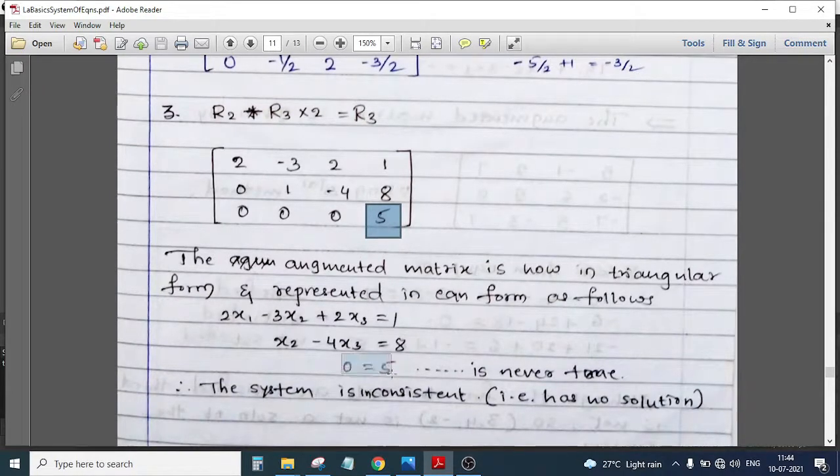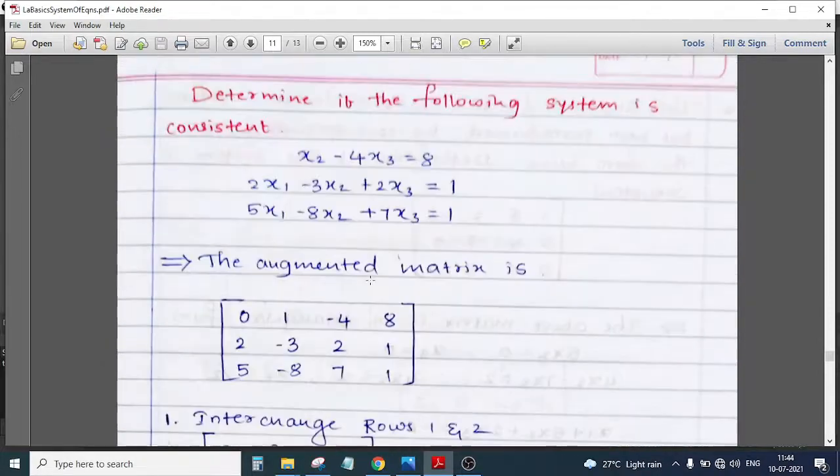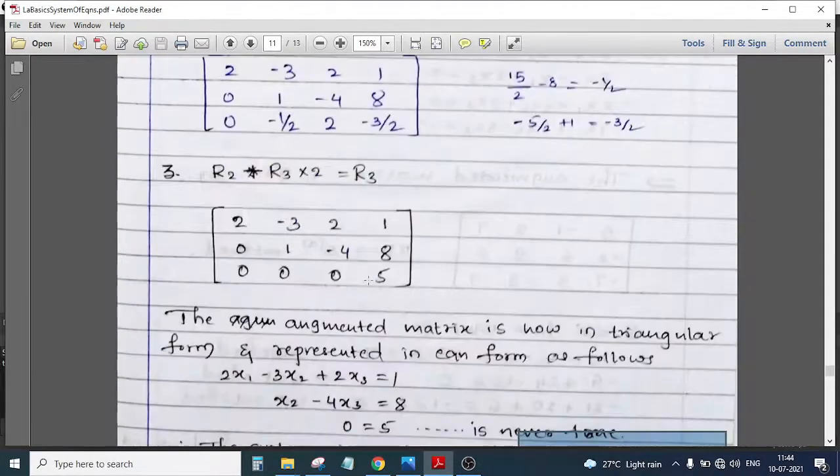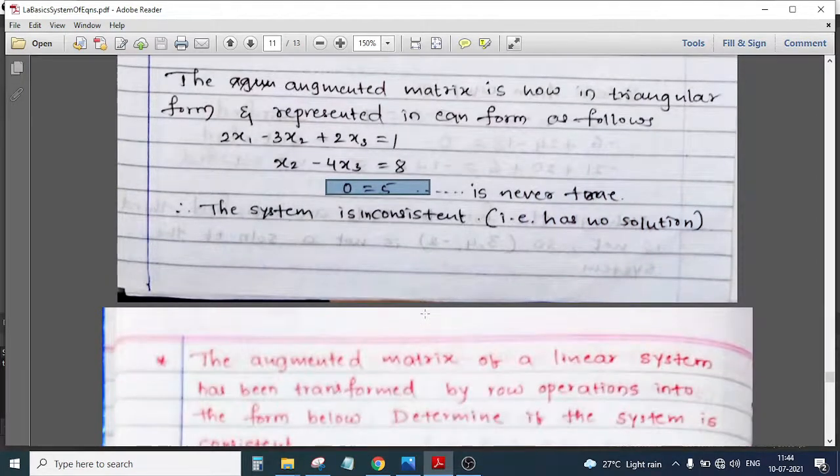Once it becomes 0 is equal to 5, is 0 equal to 5? No, it is not true. So that means the system of equations is inconsistent. Why? Because there is no solution for this system of equations. Okay. So you can follow any other method, no issues. Just try to confirm that the answer will be the same, whichever method you apply. Okay. Next.